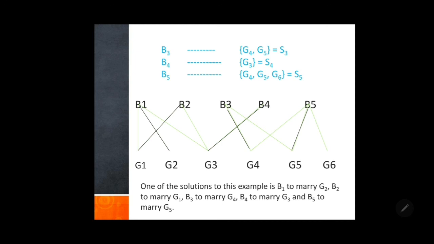One of the solutions to this example is B1 matched with G2, B2 with G1, B3 with G4, B4 with G3 and B5 with G5. So this is an example of a marriage problem.